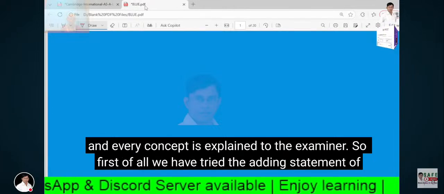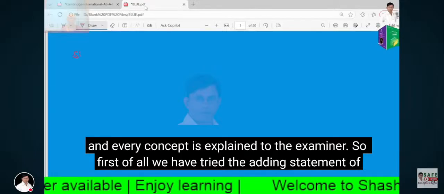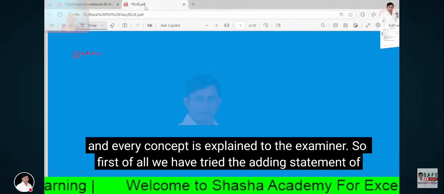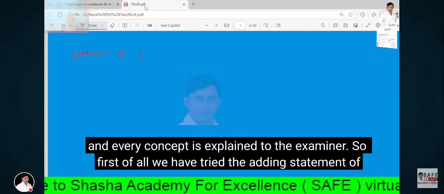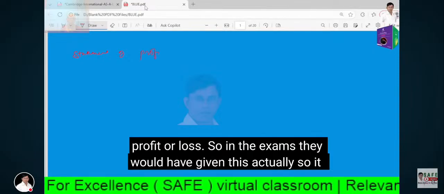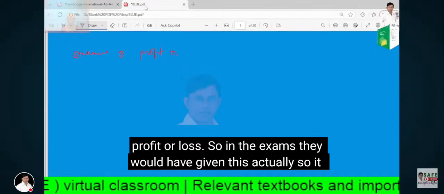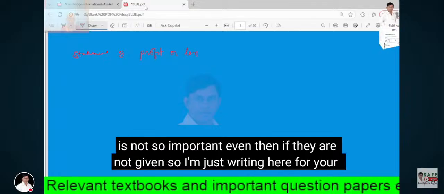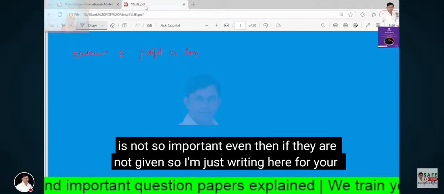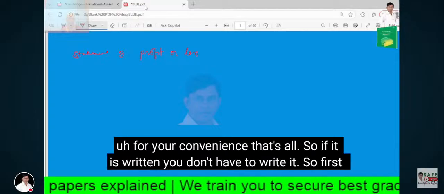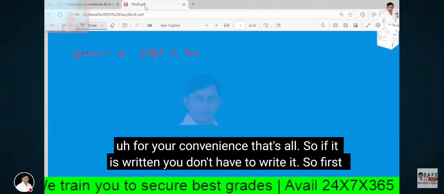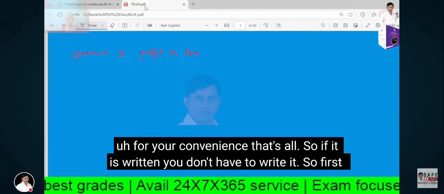So first of all, we have to write the heading of these statements. Statement of financial position is somewhat easy. In exams they would have given this. You have to understand where the line items are and where to plug them in. Following the particular format is also very important. You have to follow the specific format. It's very, very important.